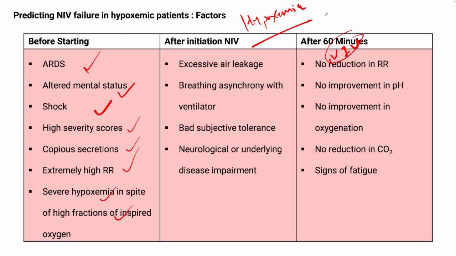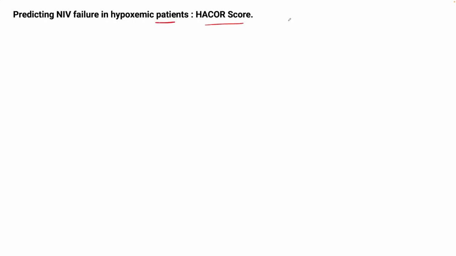Now, after you start NIV, what are the factors you will see? There will be excessive air leakage, breathing asynchrony in the ventilator, low tolerance, or any kind of neurological impairment. And after 60 minutes, that is after an hour, you will see that the respiratory rate is not reduced. It is the same. There is no improvement in pH, no improvement in oxygenation, no reduction in CO2, and signs of fatigue. So after an hour, if you see all of these symptoms, it is NIV failure in a hypoxemic patient. And for NIV failure in the hypoxemic patient, the HACOR score is measured.